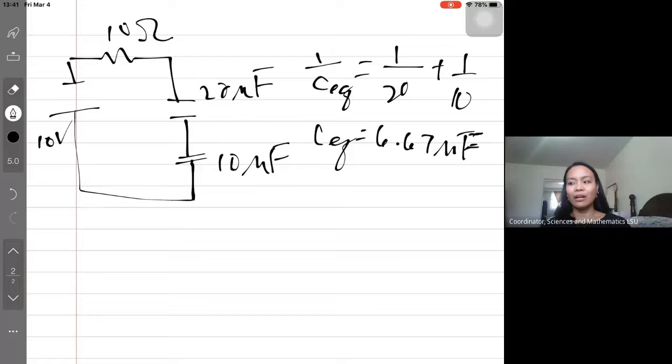All right, so we get our equivalent capacitance already. Okay, so with that, we can get our tau, which is our time constant, which is equivalent to the resistance times the capacitance.